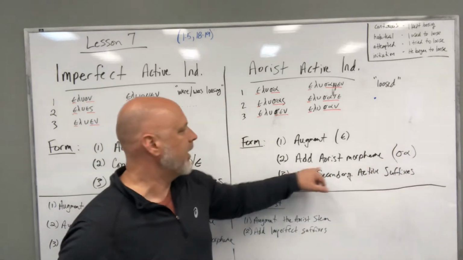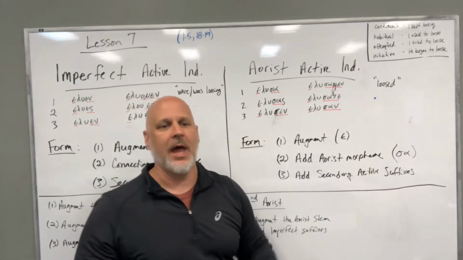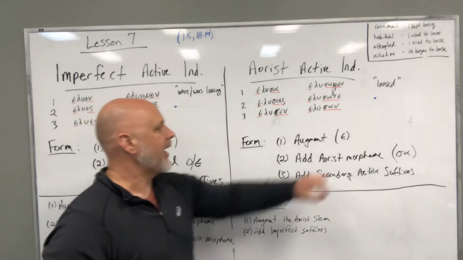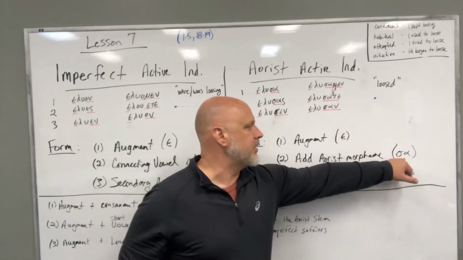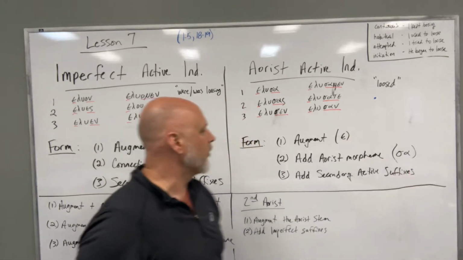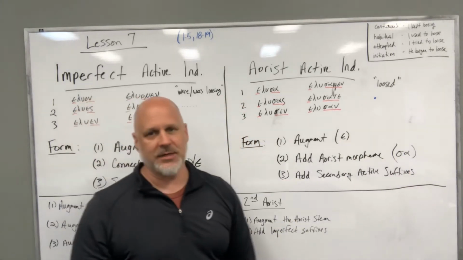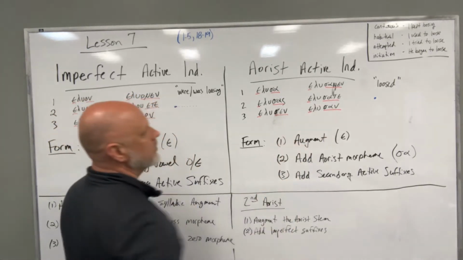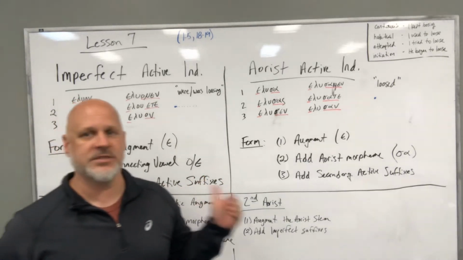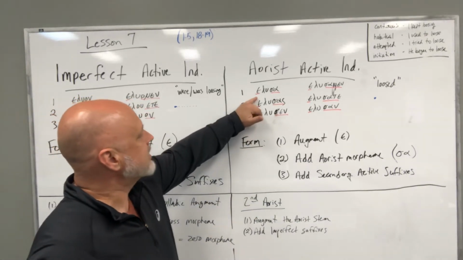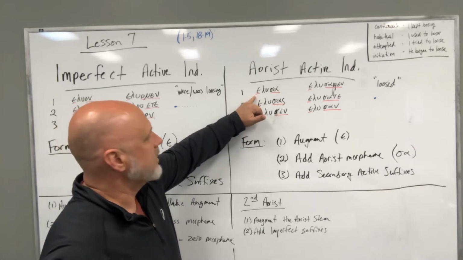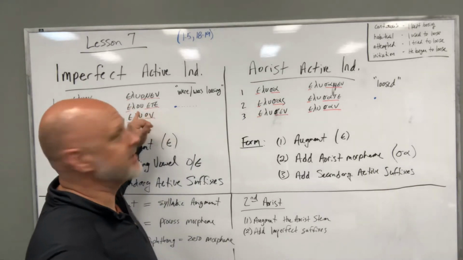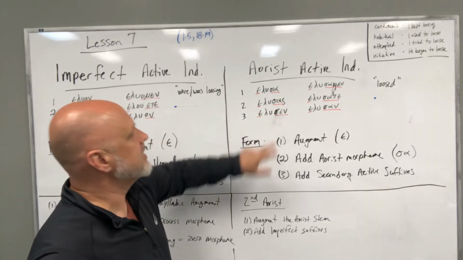So this is my aorist morpheme. Remember, morpheme is just how am I morphing the word? How am I changing the word? I add my epsilon augment, I add my sigma alpha morpheme, and then the secondary suffixes. Now, these secondary suffixes are similar to the imperfect as well. What is different is, my epsilon augment is the same, my sigma connector is different, and my stem is going to be different.